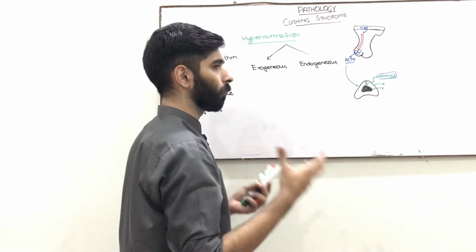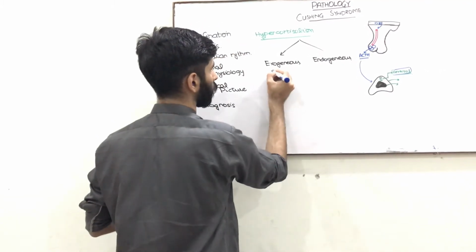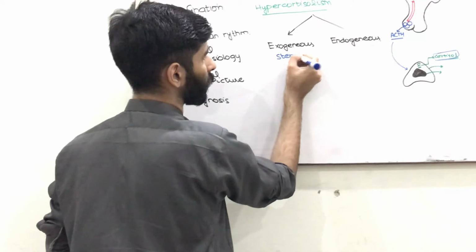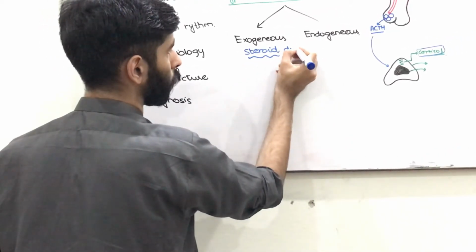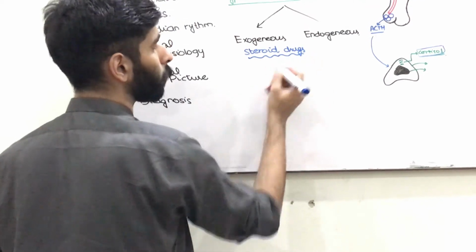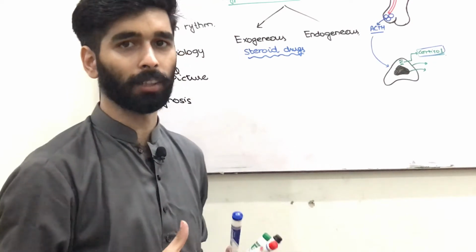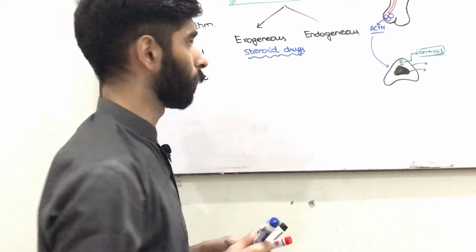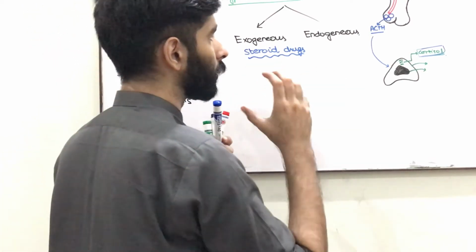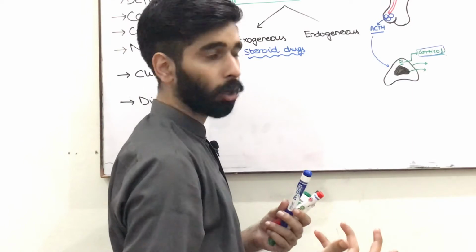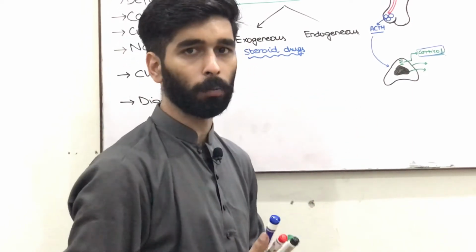The most important exogenous cause is the use of steroid drugs, especially glucocorticoids. These drugs are mostly used in patients with some autoimmune disease, especially rheumatoid arthritis, and in patients with asthma. When the person takes these steroid drugs, for example glucocorticoids, they will activate the cortisol receptors present on the various tissues of the body.